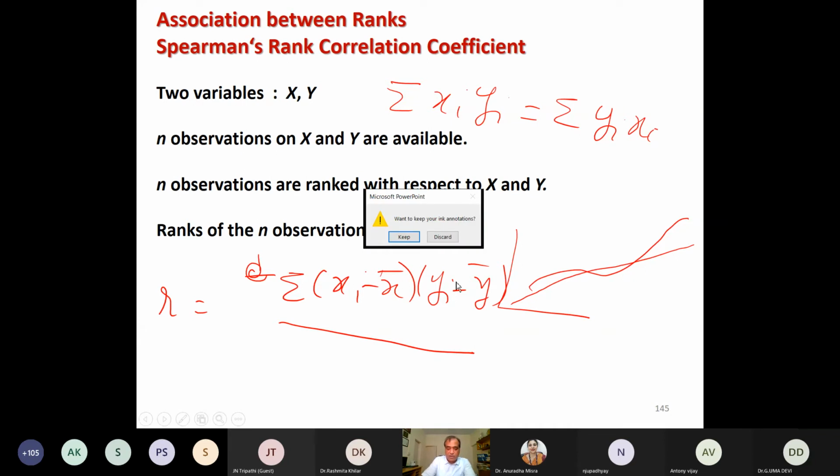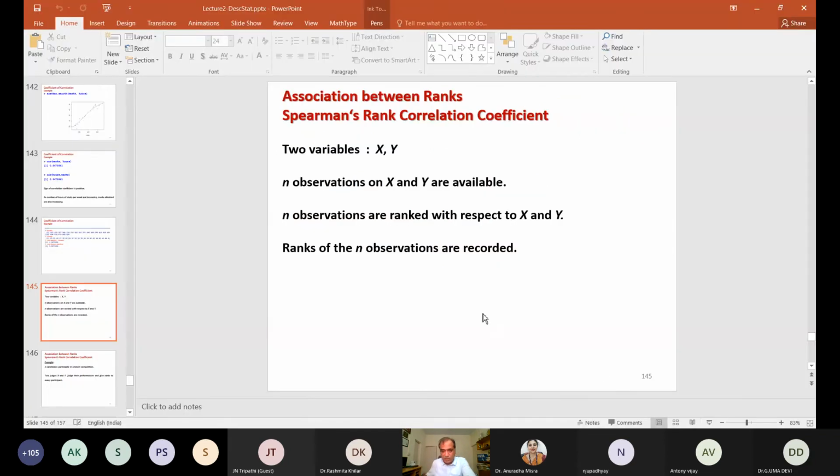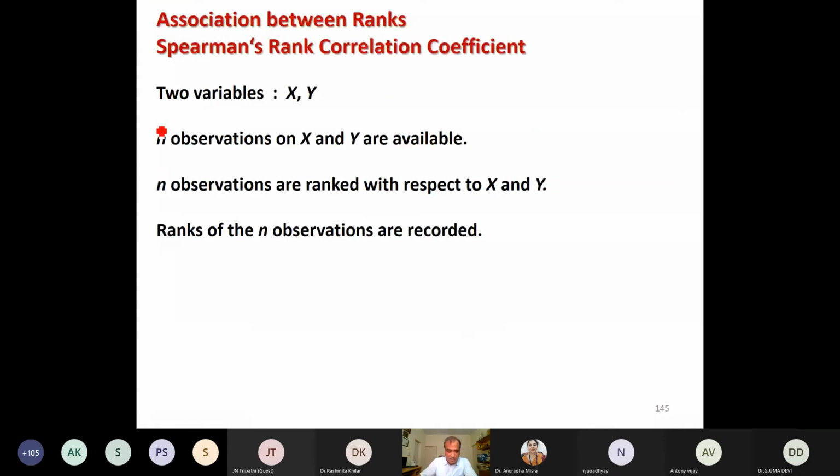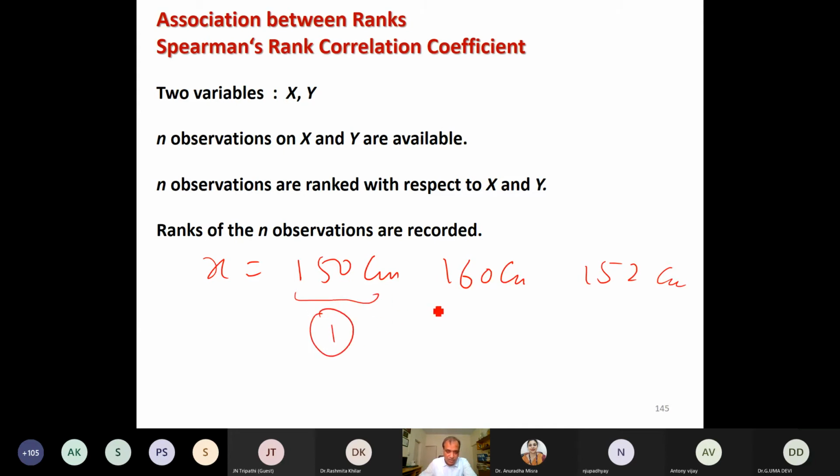What do you mean by ranks? In a very simple way, if there is a variable X, and suppose I want to measure its height: 150 centimeter, 160 centimeter, 152 centimeter. So this is my observation, which has the rank number 1. This is rank number 2, and this is rank number 3. Or it can be vice versa also, meaning how you define the ranks, whether in increasing or decreasing order. So these are actually the ranks.